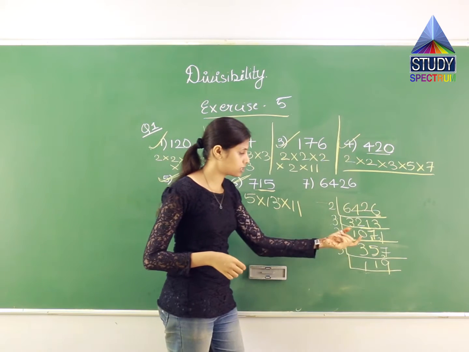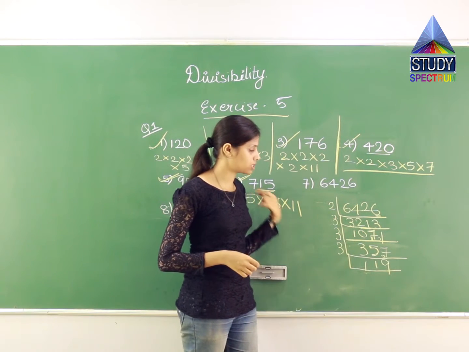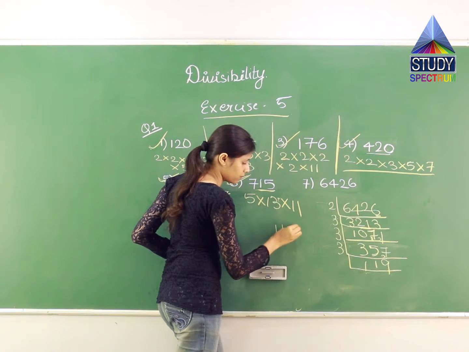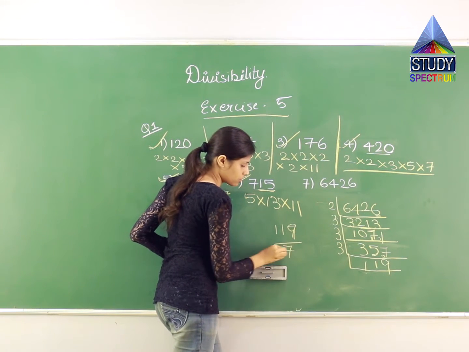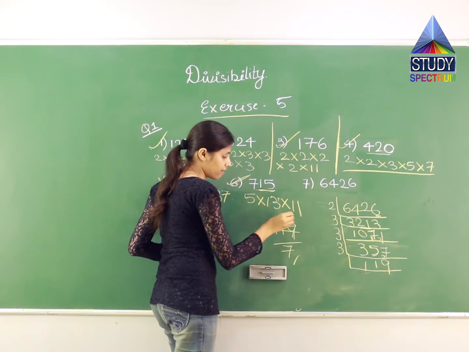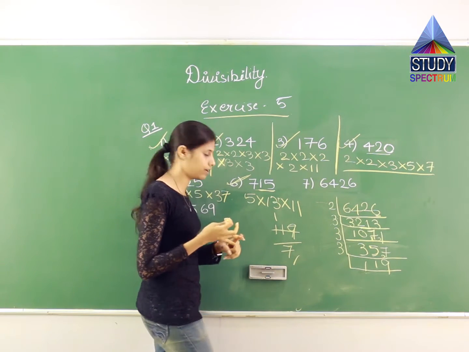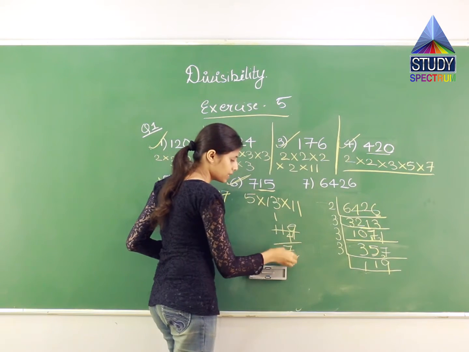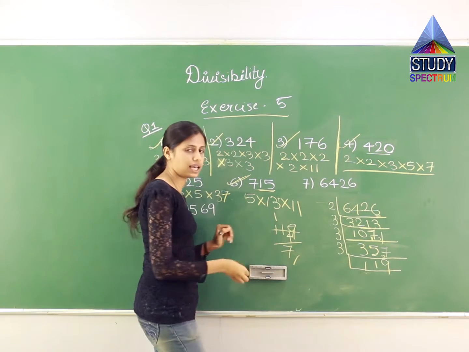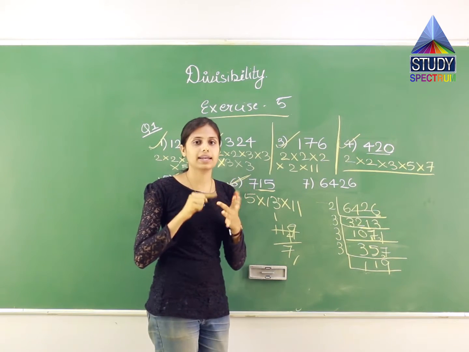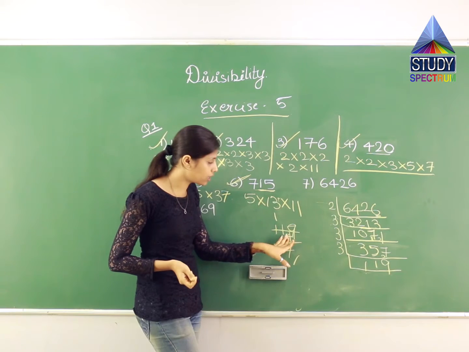Then 4 not possible, 5 not possible, 6 not possible, 7. Let us divide it by 7. 7 ones are 7. 8, 9, 10, 11, which gives me 4. Over here I have 11, so 11 minus 7 gives me 4. So 4 over here, so 49.